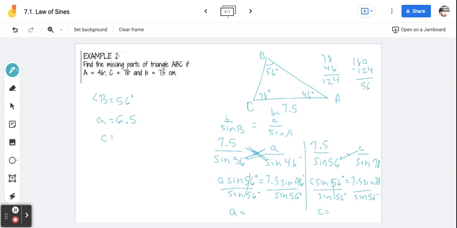All right, now side C is 7.5 sine of 78. So the 7.5 is going to be the same. I just got to change the angles to 78 and 56. 78, no, that stays the same. 8.8. 8.8 here. And this one is 6.5. All right, so given angle A and angle C, I was able to find angle B, the third angle, and given side B, I was able to find side A and side C.